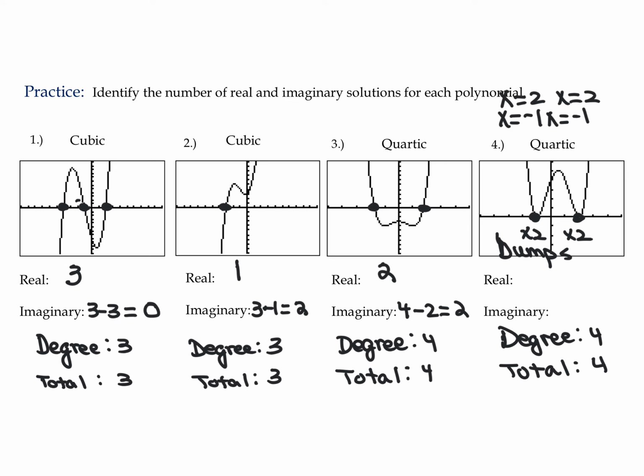So how many real roots do I have? I have 2, both with multiplicities of 2, so 4 total. And to get the number of imaginary, I'm going to subtract to get 0.